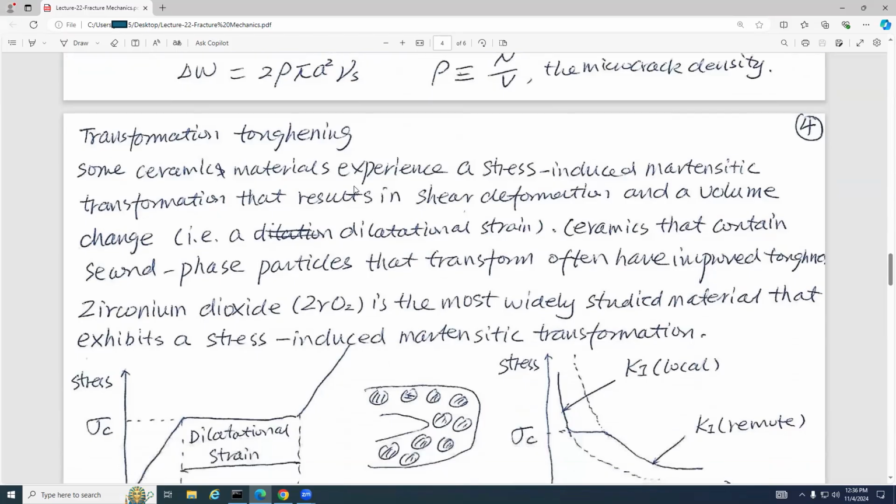Some ceramic materials experience a stress-induced martensitic transformation. And you guys know martensitic, right?